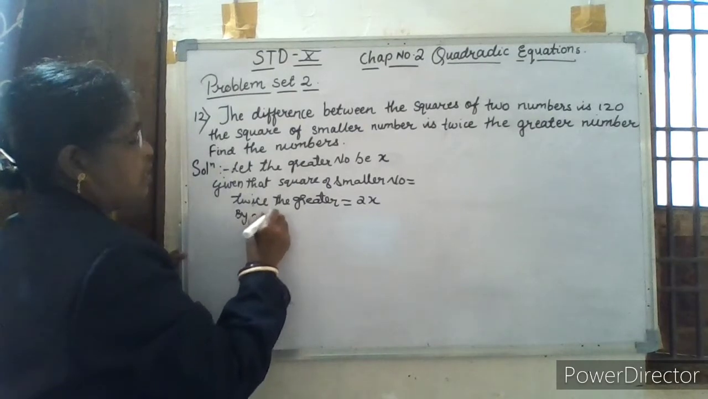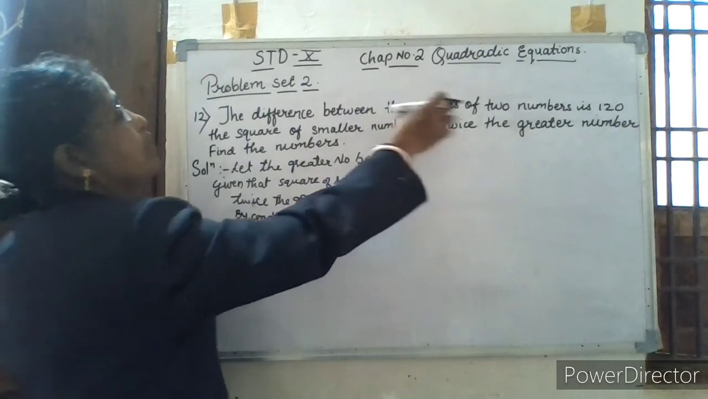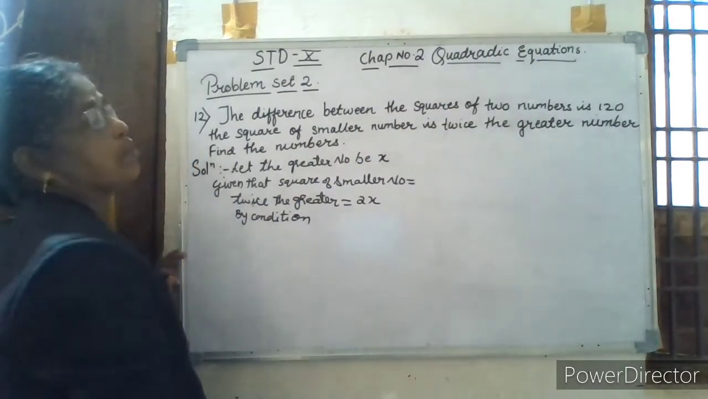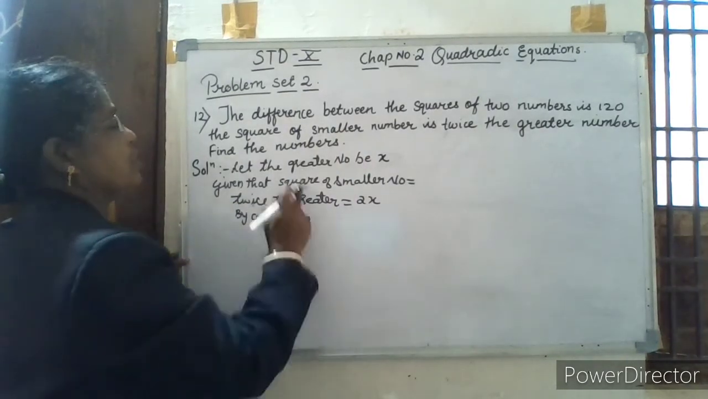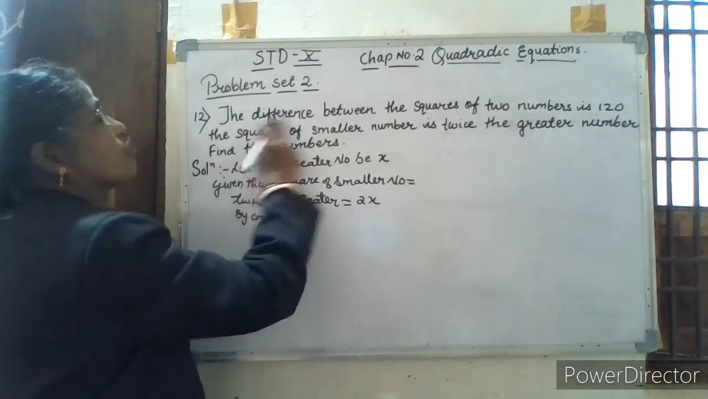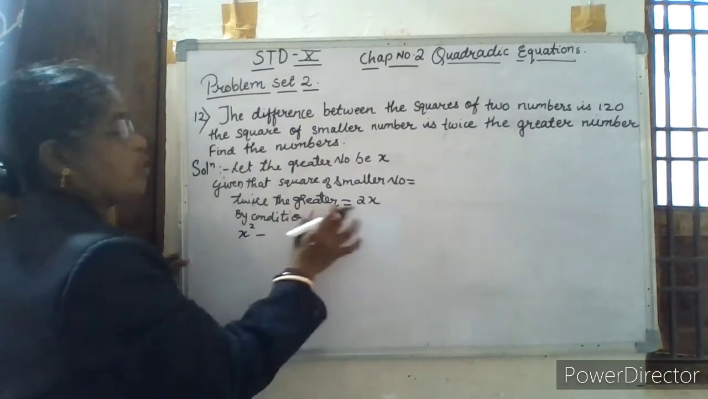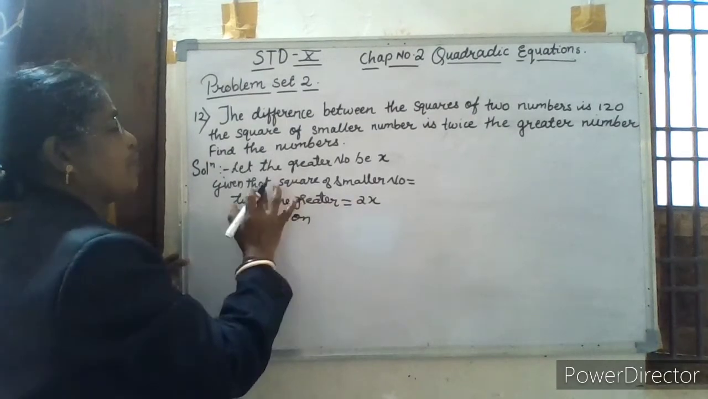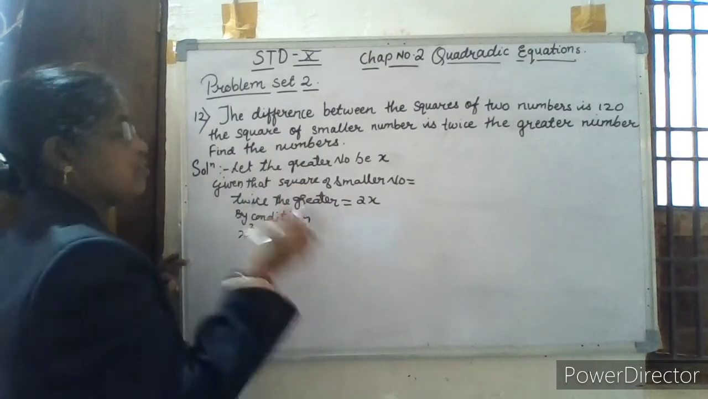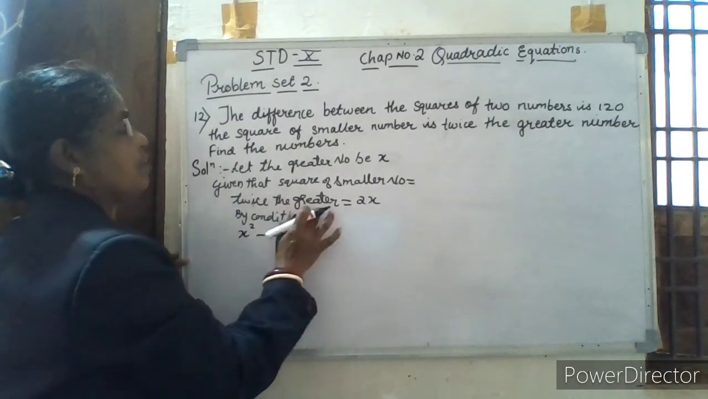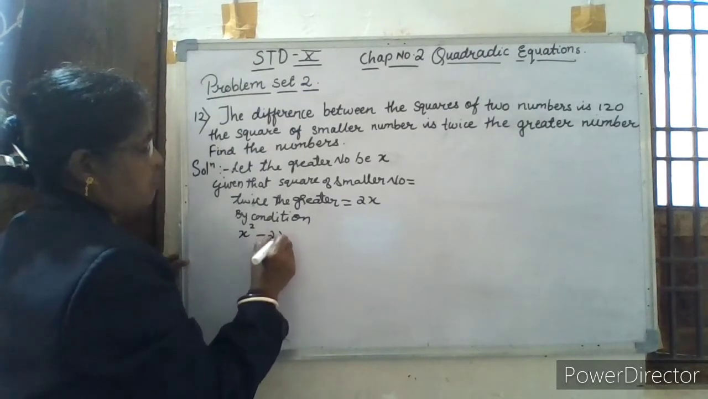It is given in the first line that the difference between the squares of the two numbers is 120. This is the condition. So by condition, this is the greater number, the square of the numbers. So the greater number squared minus the smaller number, which is already in square form, that is the square of the smaller number, is twice the greater number. So x squared minus 2x is equal to 120.